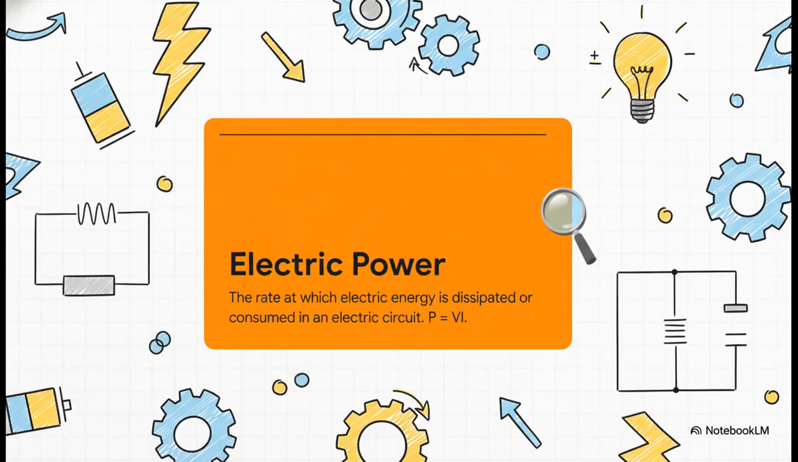Well, that's exactly what electric power is. It's simply the rate at which electric energy is used up in a circuit. You can think of it as how fast the energy is being consumed. The most basic formula, the one you should always remember, is P equals V into I. Here, P is for power, V is for the potential difference, or voltage, and I is for the electric current.